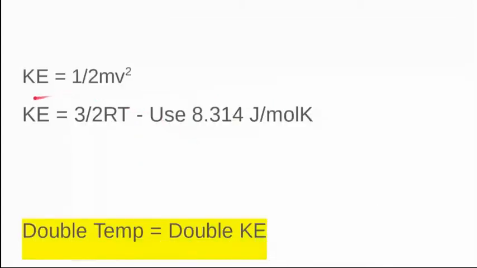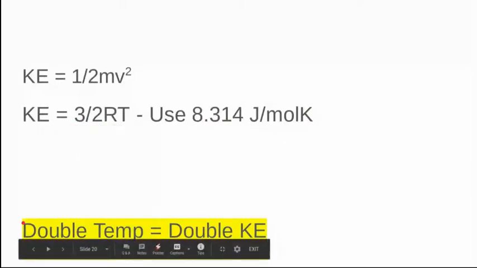So we use one equation for that, KE = 1/2 mv². And with that, we're saying if you have a super big particle, it's going to have low velocity. If you have a super small particle, it's going to have high velocity, but they're going to have the same average kinetic energy. Now, she didn't show us the derivation for this, but just remember that KE is 3/2 RT, and you're using 8.314 joules per mole Kelvin. That's on your equation sheet. You use it if you're given a problem where you have the temperature and you're trying to find kinetic energy. Now, because temperature is directly related to kinetic energy, if you double the temperature, you're doubling the kinetic energy.